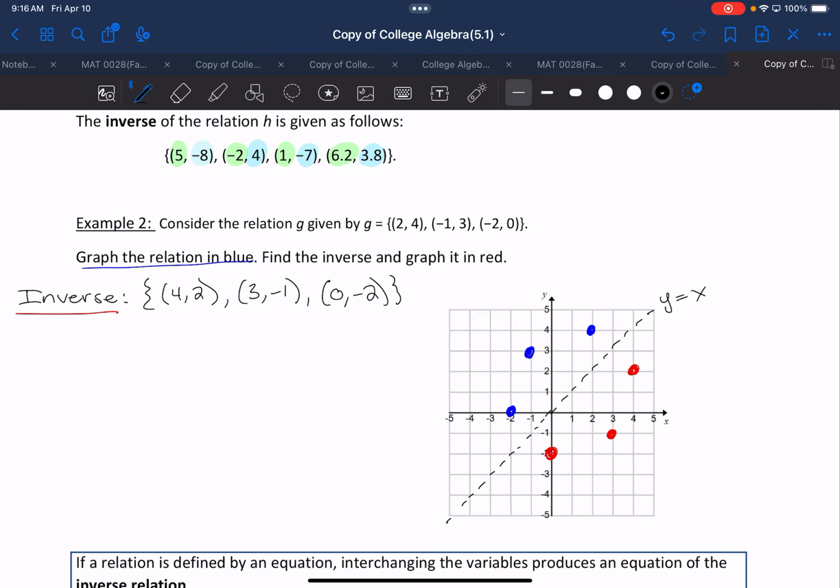And it says that on the next page of the notes. So you can write that down now if you want, but it'll say it on the next page. I'm just showing you here that that's true. If I flipped those blue points over that dotted line, they would coincide on top of the red points. So it's a reflection over that line, y equals x. And again, that's always true for inverse relations. And that kind of makes sense because I'm just switching my x and my y coordinates. And the equation of that line is just y equals x. So if I switch them, it'll just flip-flop each other.